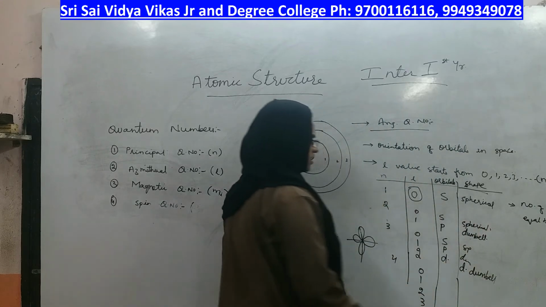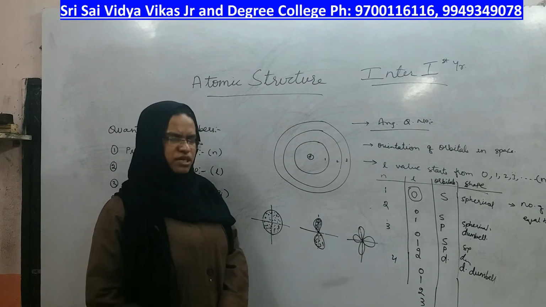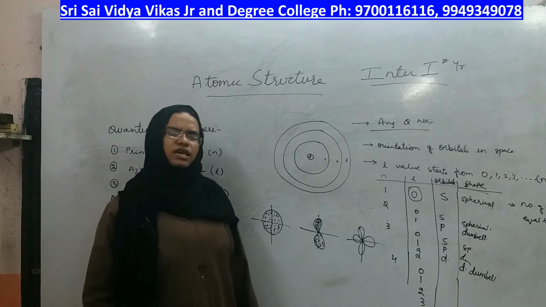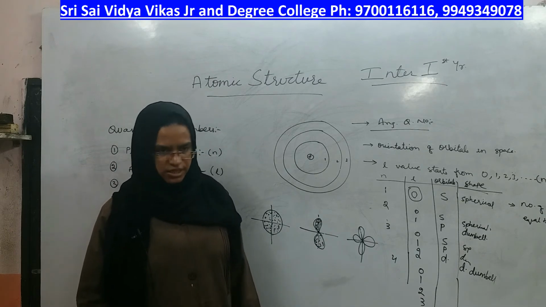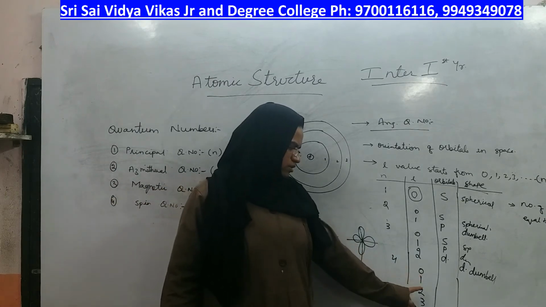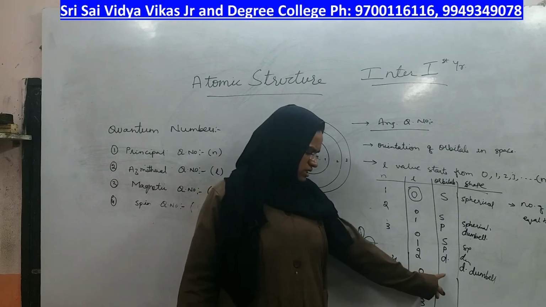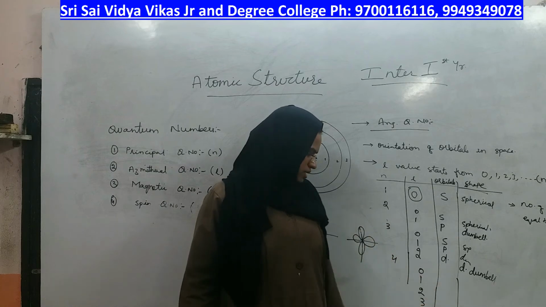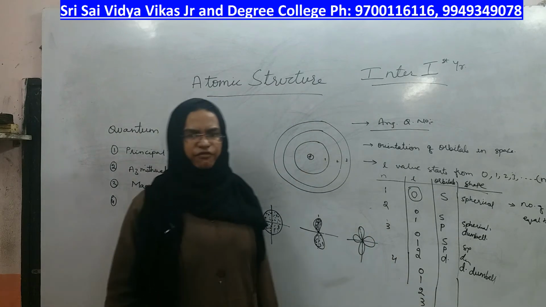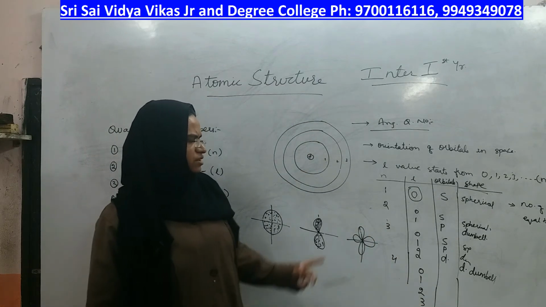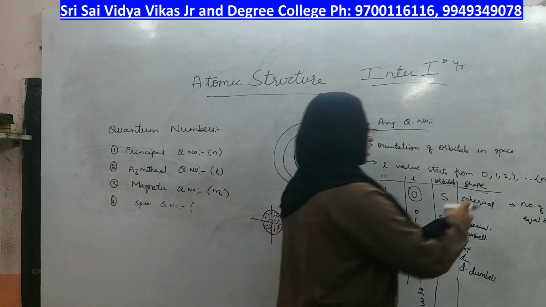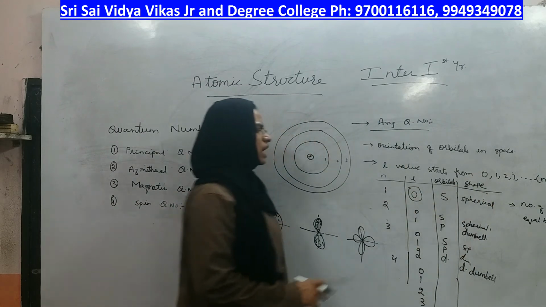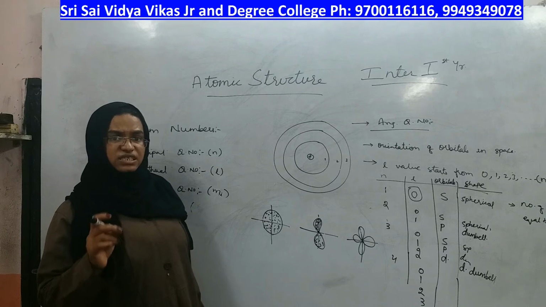The same continues for the fourth main shell also. The fourth main shell has 4 subshells: 0, 1, 2, 3. 0 is for the S subshell, 1 is for the P subshell, 2 is for the D subshell, and 3 is for the F subshell, right? So now let us look at how many orbitals are present in each subshell.